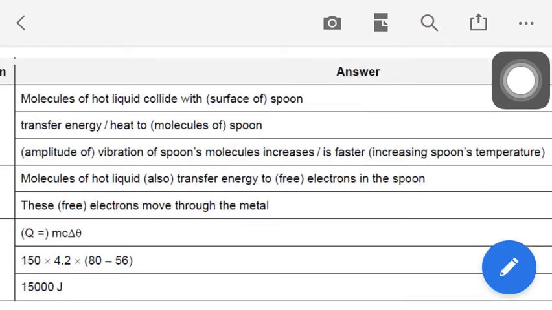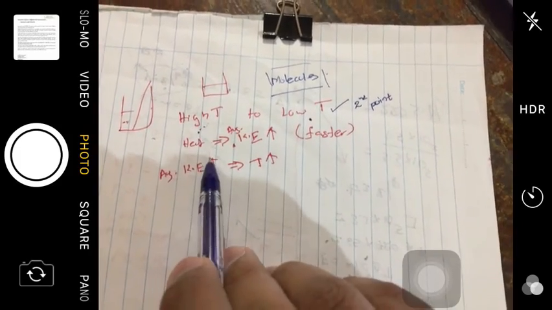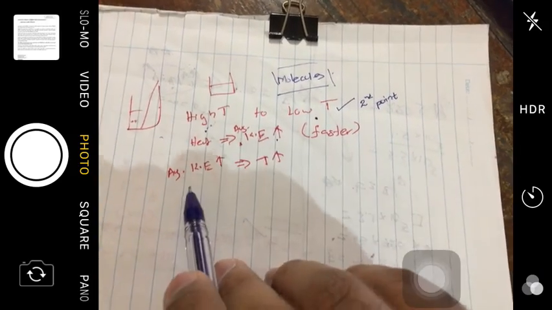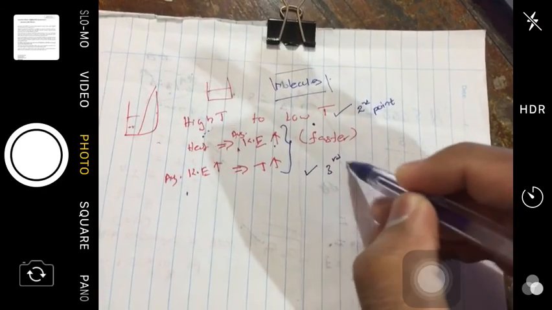The third point is amplitude of vibration of spoon's molecules increases or is faster, increasing spoon's temperature. Now we've got that one as well. So basically this heat energy increases average kinetic energy and the average kinetic energy increases temperature. So these two together would account for the third point.